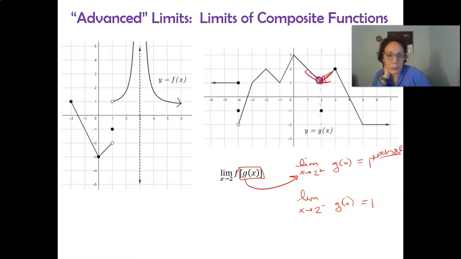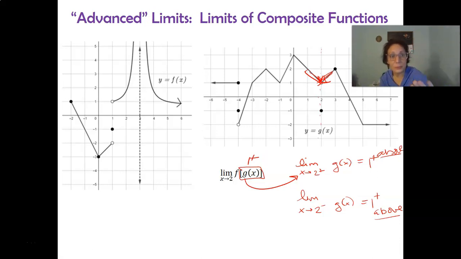On g of x, when I approach from this way, again, I am coming from above. So I end up getting values like 1.1, 1.01, 1.001, etc. In other words, when I go to the graph of f of x, the value I'm going to use is a 1, but very specifically, it's a 1 as I approach from above 1.